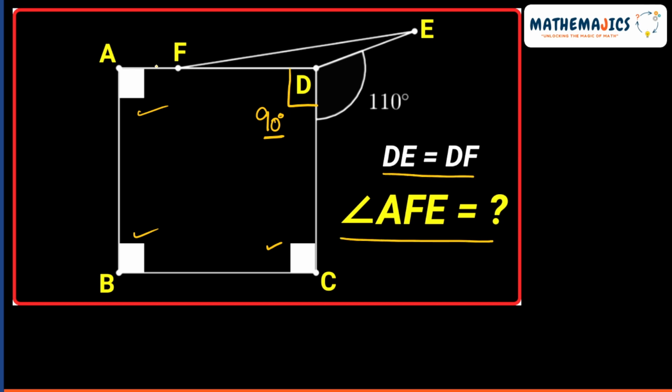It is also given that DE and DF are equal to each other and we need to find angle AFE. Which angle is angle AFE? This angle we need to find out. Yes. And we are given that these two sides are equal to each other.